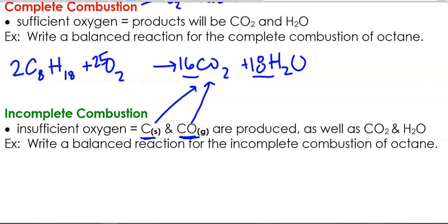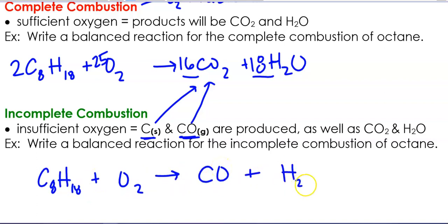So incomplete combustion of octane would look like still C8H18 plus O2, but it's not going to be enough O2. So you're only going to make, let's say, carbon monoxide and water. And here again we'd have to put a 2 here for 8 carbons. We'd have 18 waters, and you're going to get, oops, I meant to write 16 right here. You're going to get 34 oxygens on the product side, so you need a 17 here for your oxygens because you don't have as much.